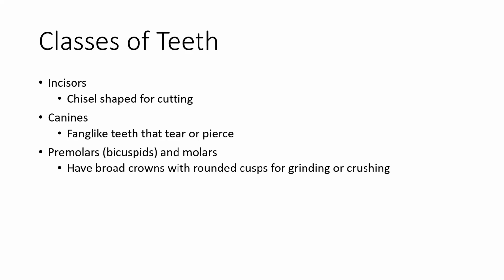In some places they're still called the bicuspids. But the premolars, you have two premolars on each side behind the canines. So you have four premolars down on the mandible and four premolars on the maxilla. And behind that, you have three molars on each side, up and down. And so the molars and the premolars are designed for crushing and grinding.